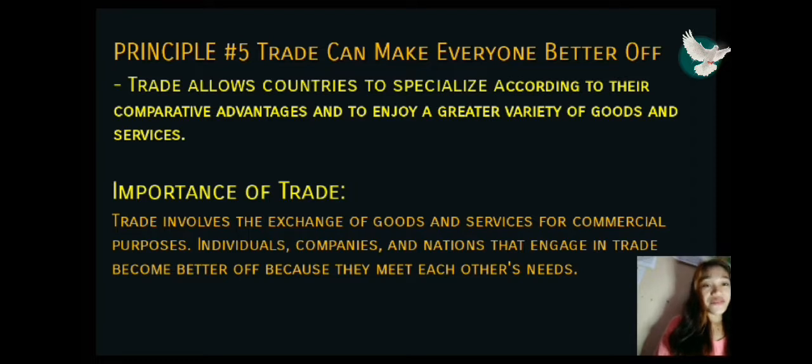Principle number 5. Trade can make everyone better off. Trade allows countries to specialize according to their comparative advantages and to enjoy a greater variety of goods and services. The importance of trade: trade involves the exchange of goods and services for commercial purposes. Individuals, companies, and nations that engage in trade become better off because they meet each other's needs.